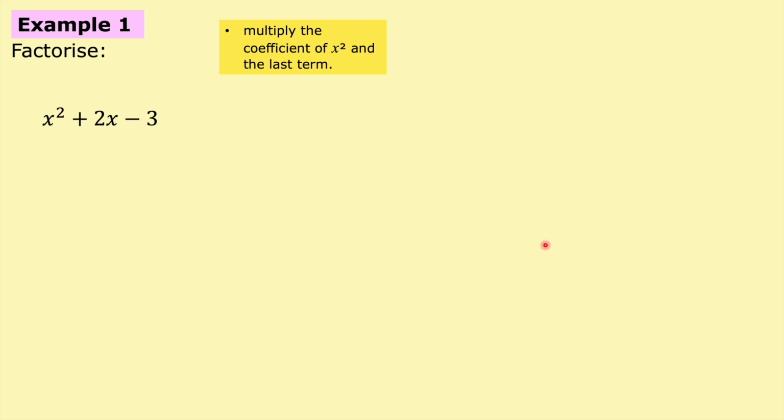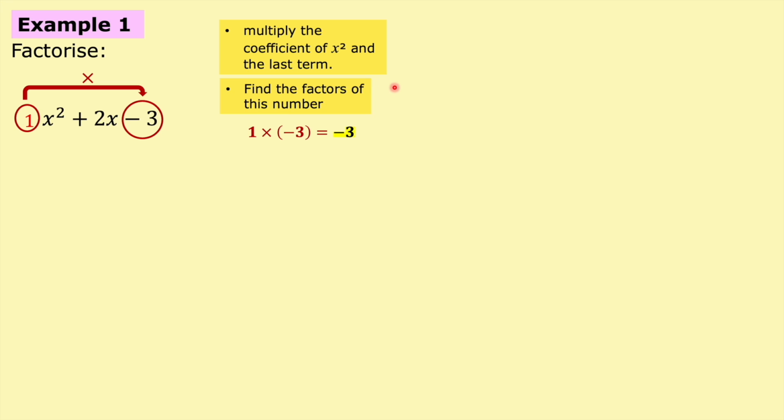Our first step is to multiply the coefficient of x squared and the last term. The coefficient is the number that is in front of the x squared term. Here it doesn't look like there's anything in front of the x squared term, but in algebra, we don't tend to write the number 1. So that's 1x squared. We're going to multiply the number 1 by that last term, negative 3. It's really important that we're involving this negative sign. Whatever sign is in front of your last term needs to be included. So we are doing 1 times negative 3, which just equals negative 3.